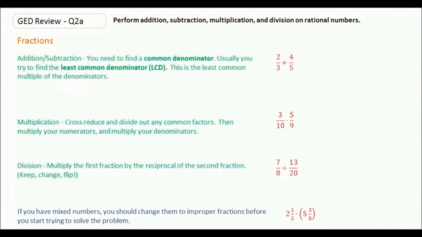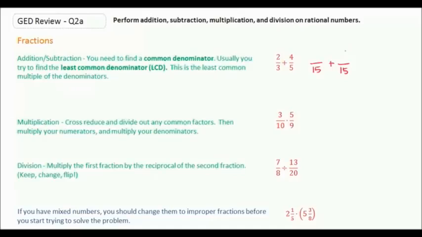Now let's move on to fractions. When adding and subtracting fractions, you need to find a common denominator. Usually you try to find the least common denominator, or the LCD. That means it's the least common multiple of the denominators. So looking at 2/3 and 4/5, we need to find the least common multiple of the denominators, which would be 3 and 5, and that would be 15.